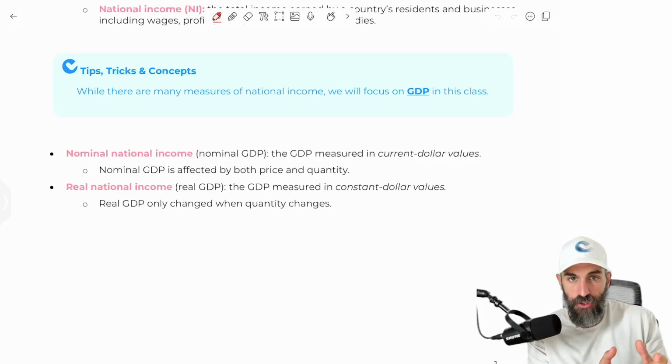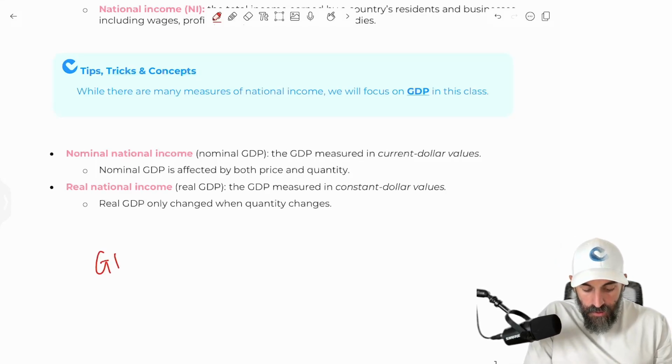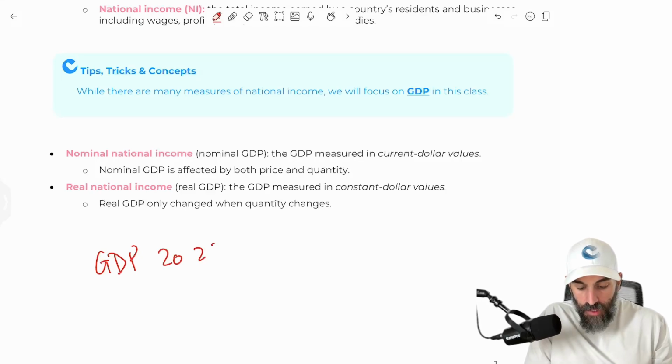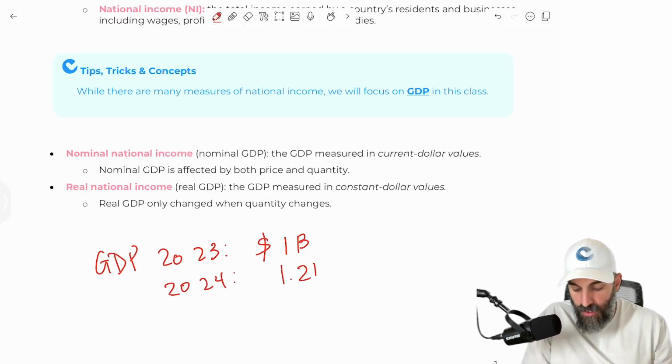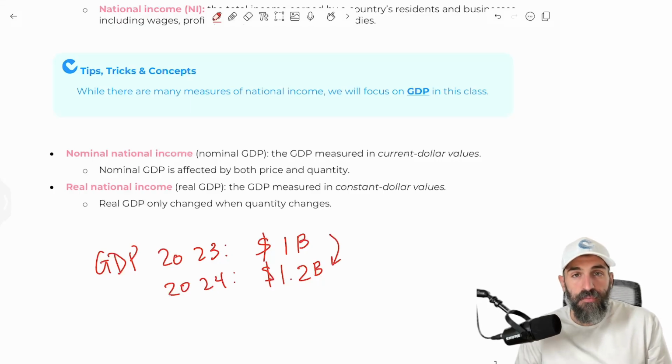Then you have real national income, which uses a base year. Just to explain why that's even a thing. The problem with nominal income or nominal GDP is that it doesn't really factor in inflation. So you might have, let's say in 2023, a GDP of 1 billion, and then in 2024, let's say the GDP is 1.2 billion. And you might look at this and say, well, great, our GDP is growing, our economy is growing. But it might not be. This might just be caused by inflation.